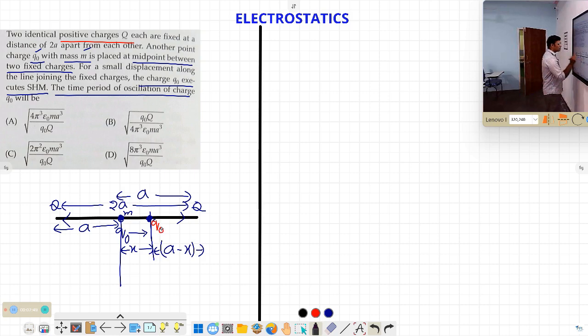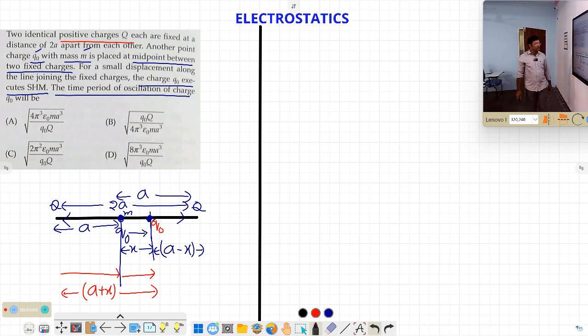Now it is at a distance of a minus x from the first charge, and from the second charge, from here to here is a and from here to here is x, so totally the distance is a plus x. One charge is at a distance of a minus x, the second is at a distance of a plus x. Both are at different distances, but both repel in opposite directions. Due to that, it performs oscillation along the line joining these two charges.